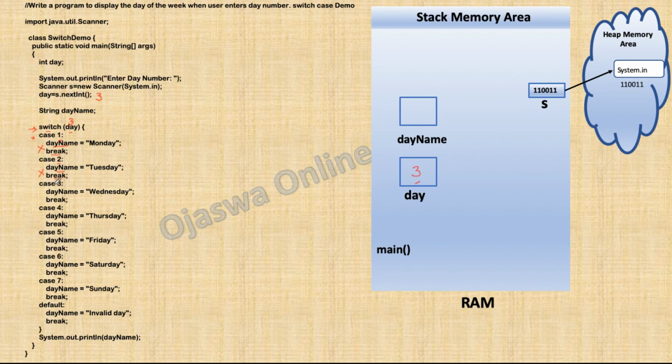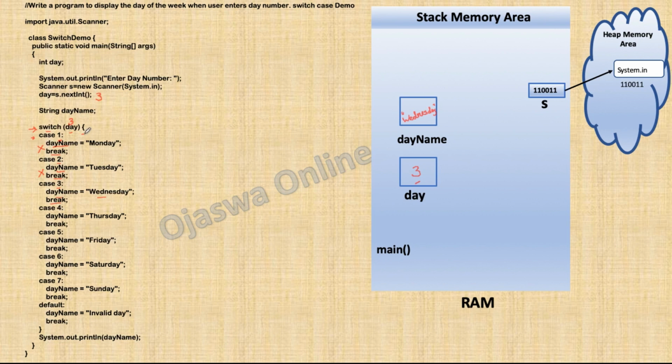Next, it will check case 3. The switch expression value is 3 and case value is also 3. 3 equal to 3. Here the case value is matching with the switch expression. Hence, code inside case 3 will execute. So what code are we writing? We are assigning a string Wednesday to the string variable dayName. So inside the memory, dayName will be assigned value Wednesday and the next statement is break. Break is the keyword that takes the control out of the block. So further cases will not be checked and the control of the program will come out of the switch block.